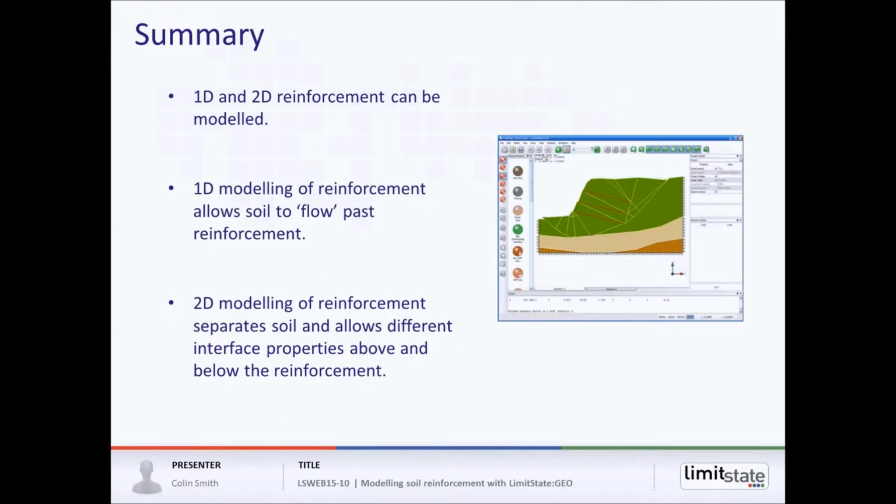We can model one- and two-dimensional reinforcement. The one-dimensional modeling of reinforcement allows soil to flow past the reinforcement to try and preserve that one-dimensional interaction, whereas the 2D modeling of reinforcement separates the soil and allows different interface properties above and below the reinforcement.